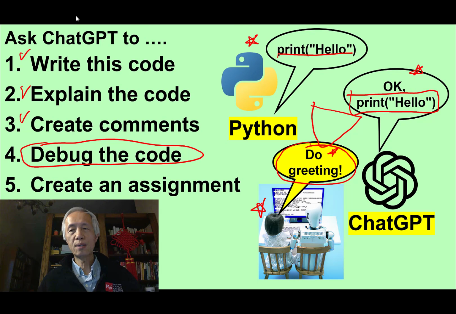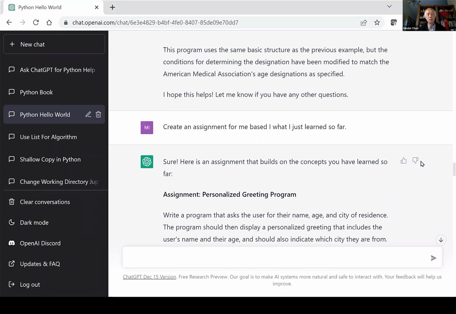Okay, let's get started. Let's look at the interface of ChatGPT once again. And as you can tell, I have a list of conversations that has already been created. ChatGPT does save the conversation history.